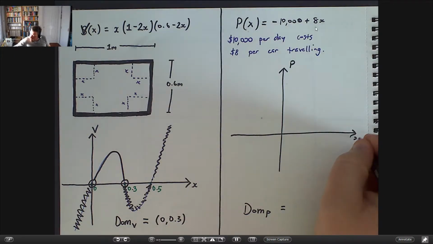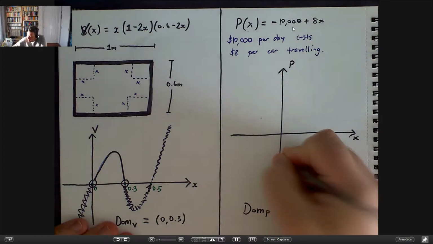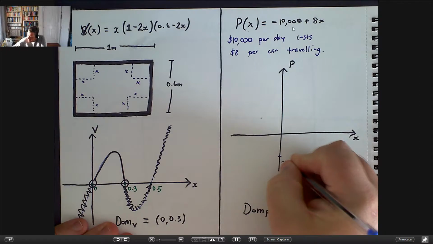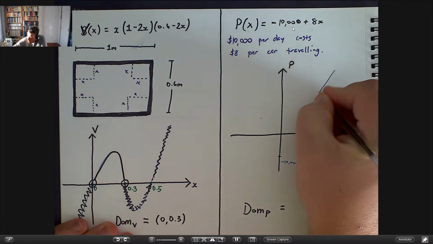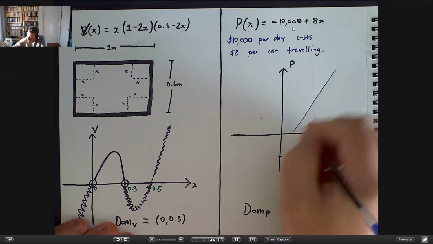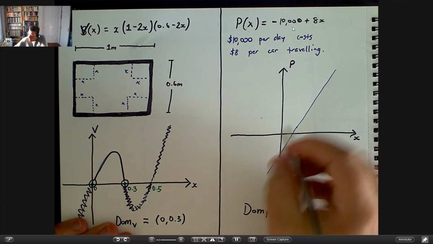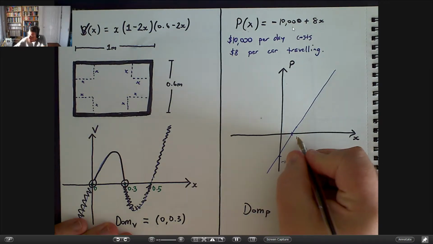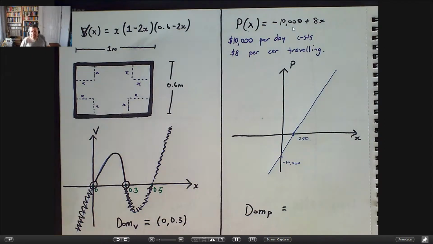On this axis here we've got x for number of cars, and then we could just naively sketch this graph here. So let's do that. That's going to have a y-intercept of negative 10,000, and it's going to be a nice straight line. Oh yeah, straight enough. And this x-intercept here is going to be 1,250 cars. Hopefully I haven't stuffed that up.